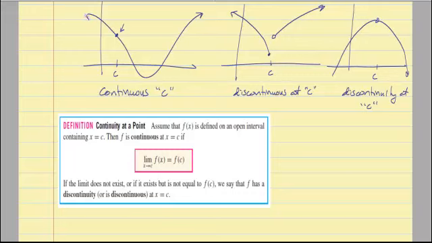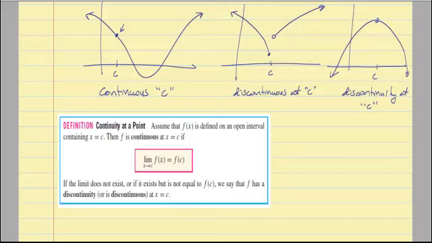That means it's defined over the entire interval, in this case negative infinity to positive infinity, as it is for all of these graphs. And this open interval contains a point C, and you can see from all the graphs above that each of these open intervals contains a point C. And we can say that the function or the graph is continuous at C if the limiting value, the limit as x approaches C, is equal to the functional value f of C. It says if the limit does not exist, or if it exists but is not equal to f of C, we say that a function is discontinuous at C.